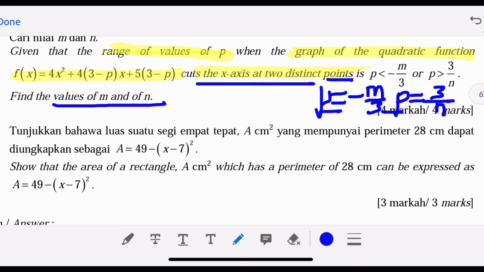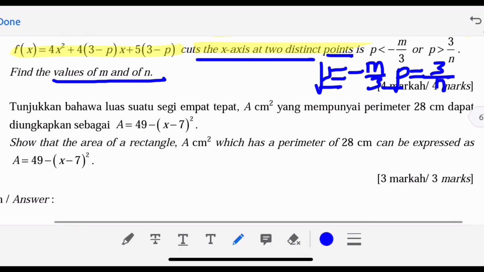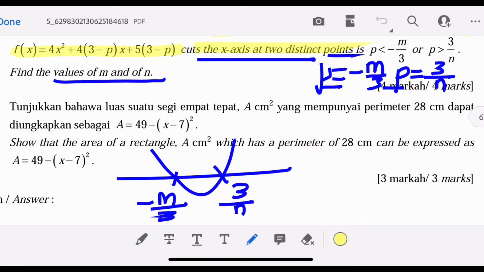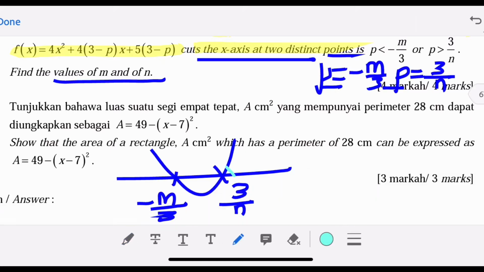Find the values of M and N. Okay, we need to find the values of M and N. That means a quadratic function looks like this. It cuts here, the negative one to the left, the positive one to the right. If we talk about the region here, it will follow the range. But now we will focus on two distinct roots, so we will shade to the left and to the right. Okay, now let's see.